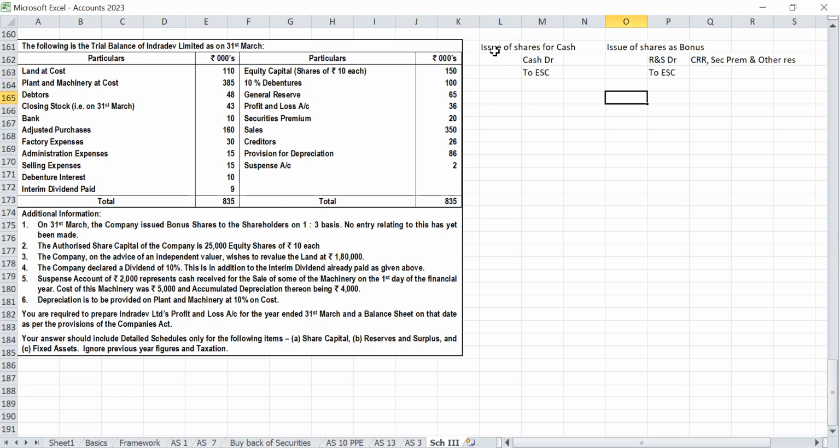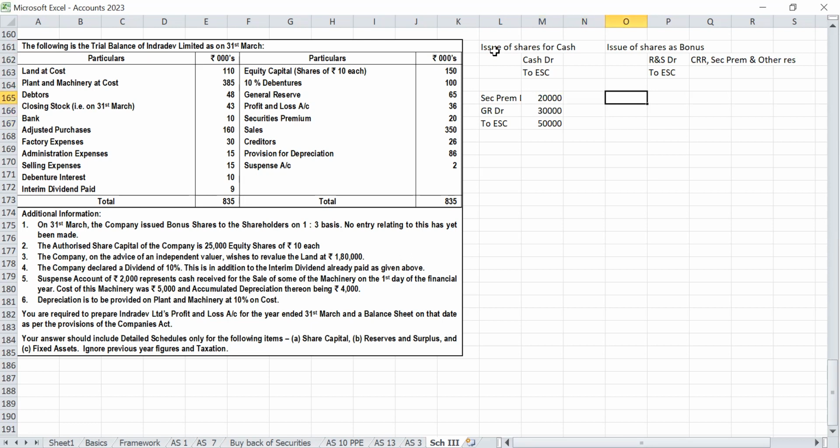In this question, equity share capital is already 1,50,000. Bonus issue is 1 for 3. So 1,50,000 into 1 by 3 gives 50,000 bonus issue. Securities premium, you have 20,000 balance. So you can use securities premium for 20,000. I need 50,000, so I need 30,000 that I can take from general reserve. General reserve to equity share capital 50,000.